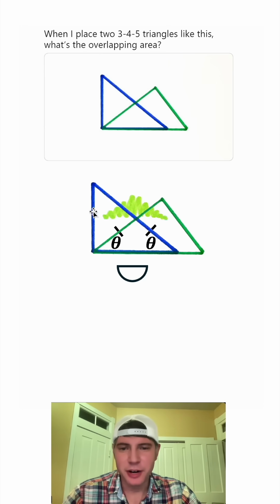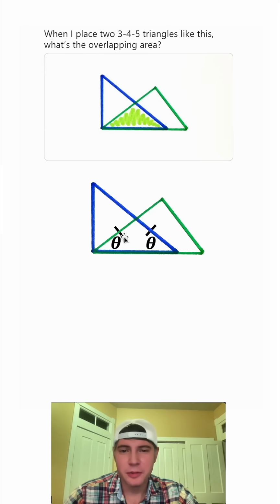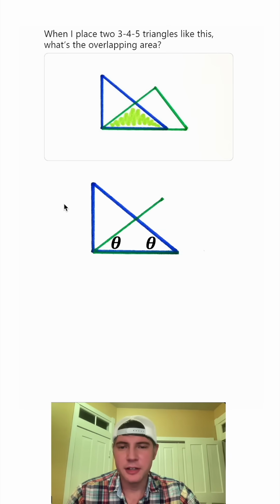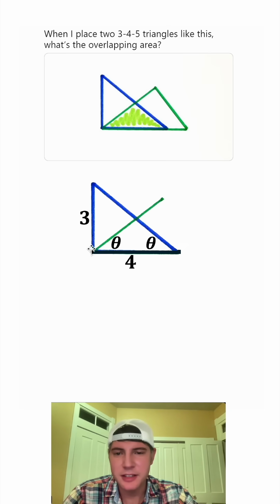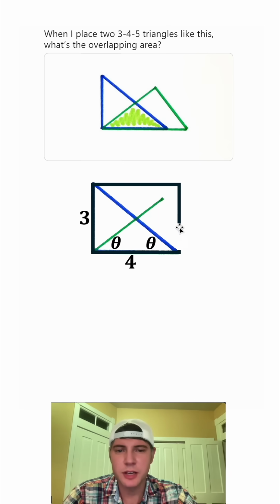So let's bring back our triangles. Let's move the shading up here and let's get rid of the semicircle. And we can also get rid of the dash marks. Next, let's erase this part of this triangle, and let's bring back the labels of 3 and 4. Next, I want to construct a rectangle that has these two sides and these two sides.